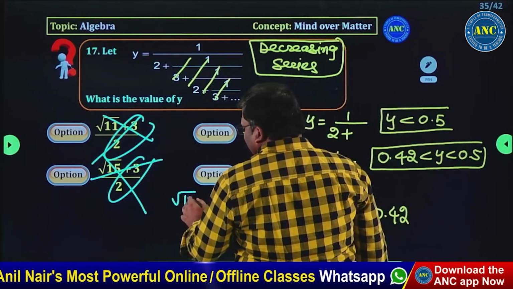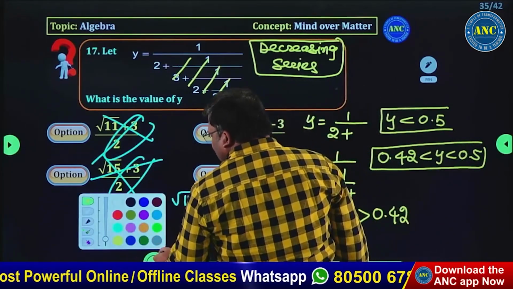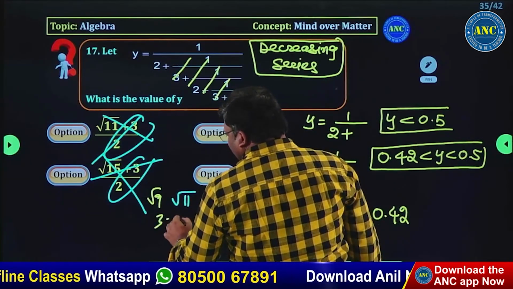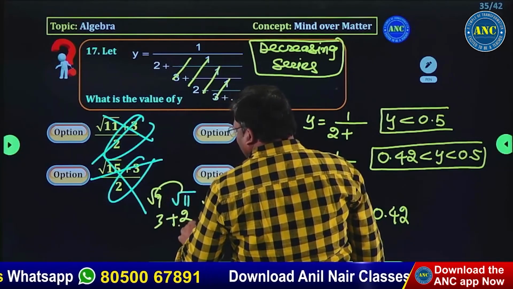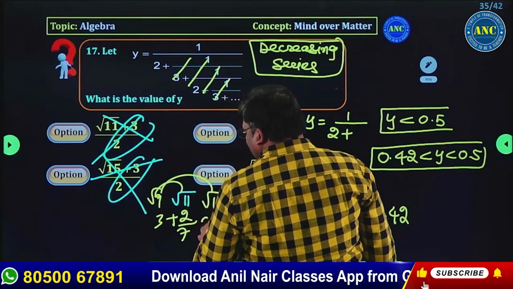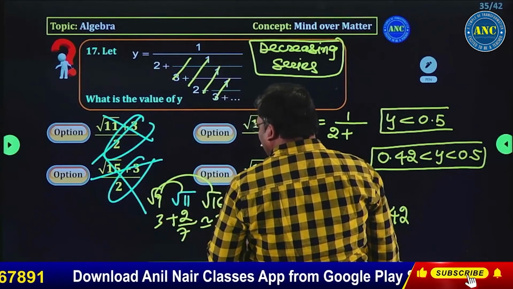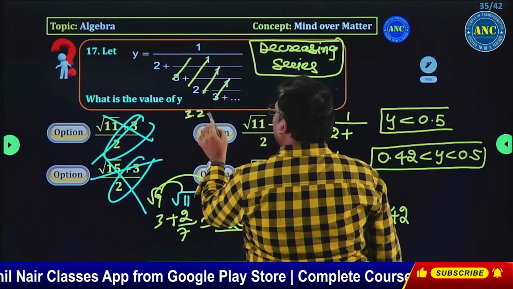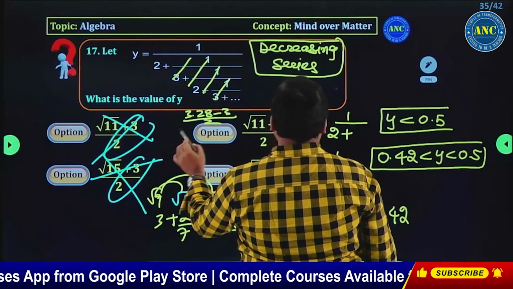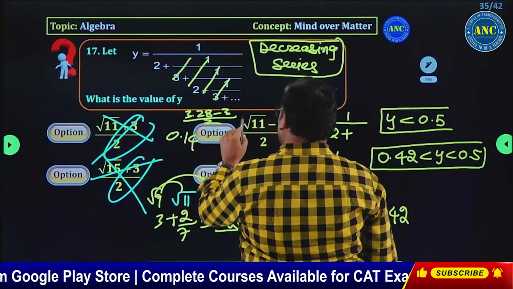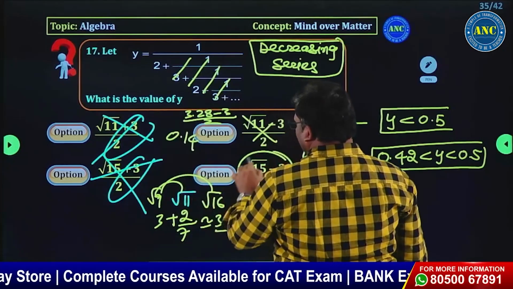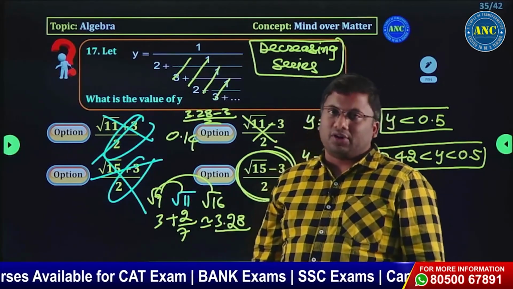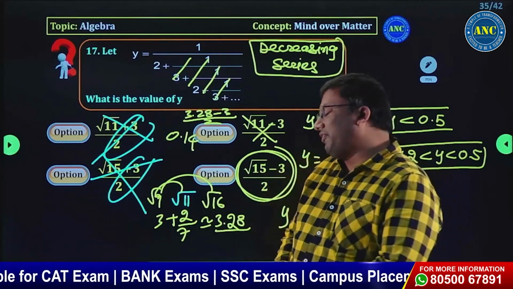Root 11 lies from root 9 to root 16. It is 3 plus, 11 and 9 differ by 2, 16 and 9 differ by 7. So 3 plus 2 by 7 times... it is 3.28. 3.28 minus 3 by 2, it is 0.14. That is not there. So the answer is option D.